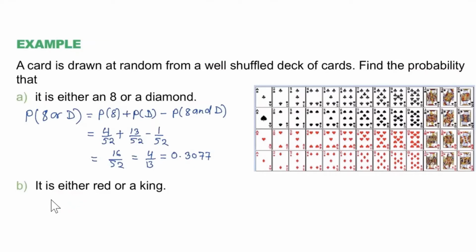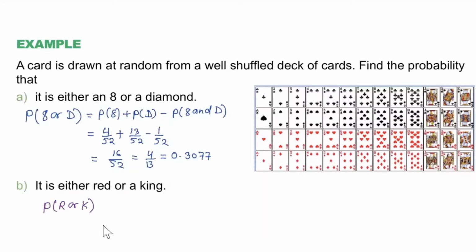In B, we have to find the probability that it is either a red or a king. So we have to find the probability that it is a red card or a king. As soon as you see this "or", you know that you are using the addition rule. But you have to check whether you are using the first addition rule or the second. The first one is mutually exclusive, which has the probability of R plus K only. The second one has minus the probability of R and K.